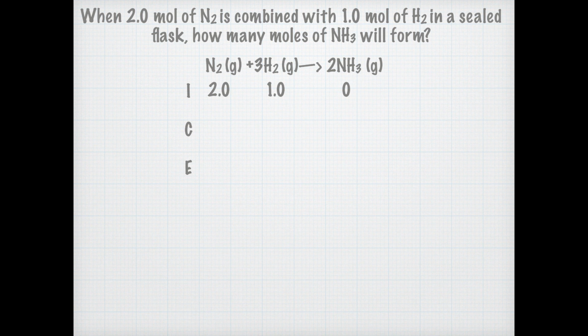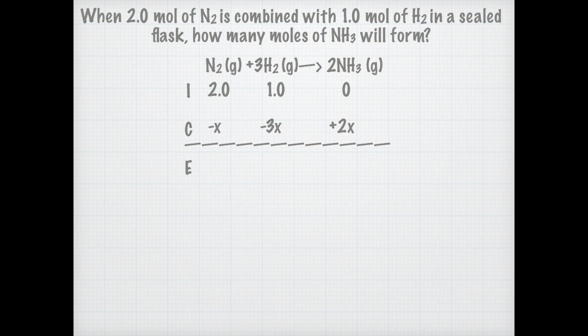Which tells me I'm going to lose reactant and I'm going to gain product. So my change for nitrogen is going to be minus x. My change for hydrogen would be minus 3x, and my change for ammonia would be plus 2x. Okay, so here comes the hard part. Let's figure out which is my limiting reactant, N2 or H2. So I'm going to first start with N2, because why not?